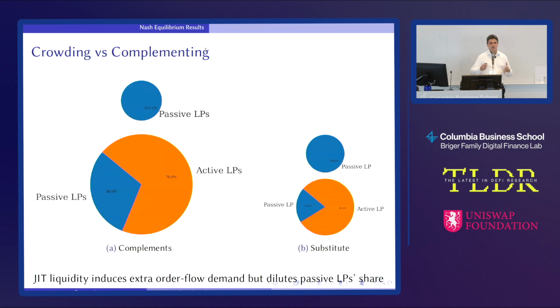So if more investors will trade, the total fee that is generated is larger, which means that the pie is getting larger. So the passive providers are getting 30% of a much larger pie, and 30% of a much larger pie is better than 100% of a smaller pie. So that's basically when we observe the complementing effect.